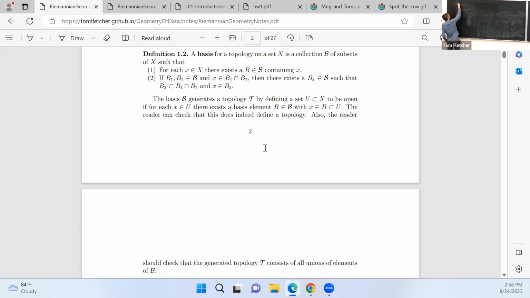So let's take the real line first, just the set of all real numbers.